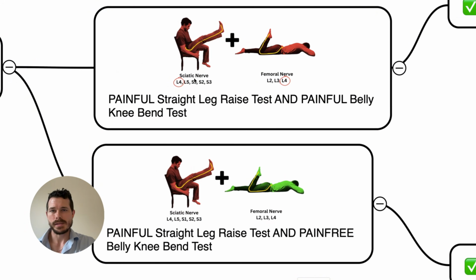Now, how can we be so sure? Well, it just makes sense. The L4 nerve is common between both the sciatic nerve, which is stressed during this straight leg raise test, and the femoral nerve, the nerve that goes down the front of the thigh. And therefore, if both tests are positive, it tells us that the common nerve root, the only one that's common, the L4 nerve, is the most likely cause.